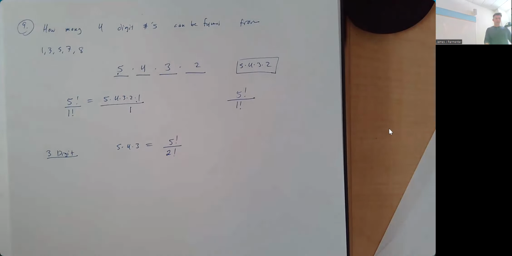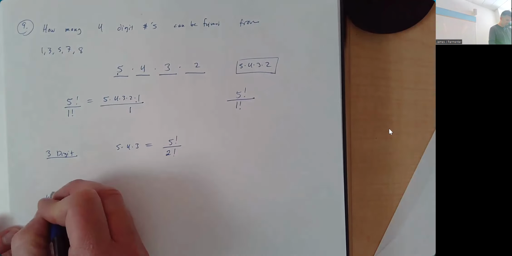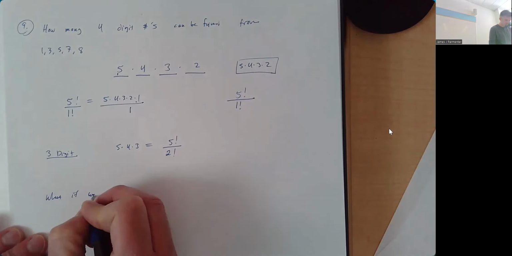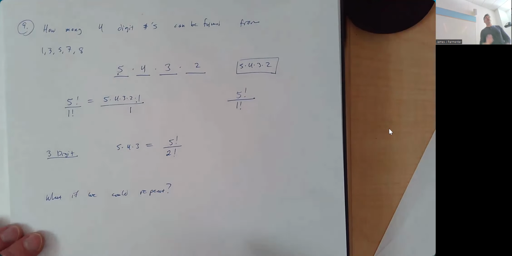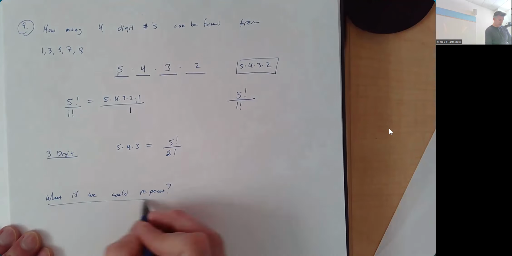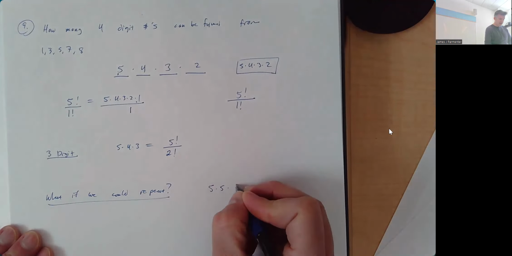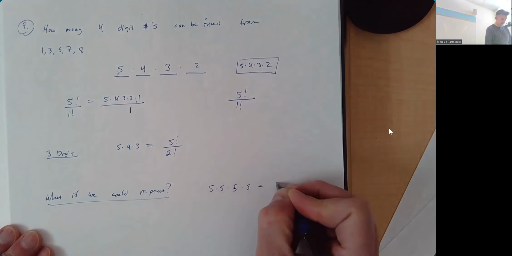What if I could repeat digits? Sorry, what was that? Right, exactly. It would be 5 times 5 times 5 times 5, which is 5 to the 4th.